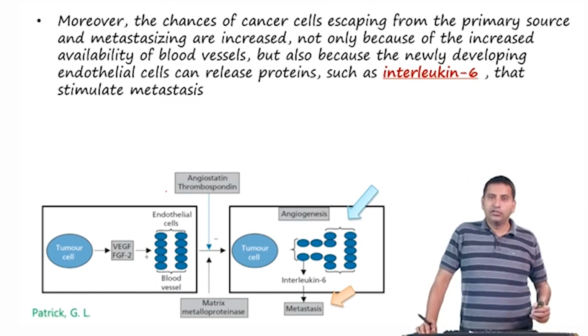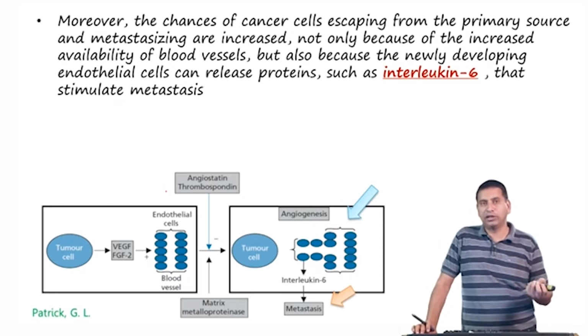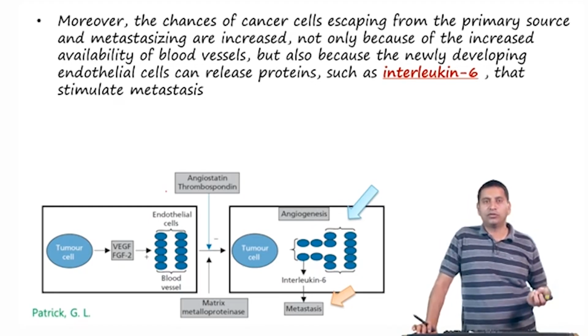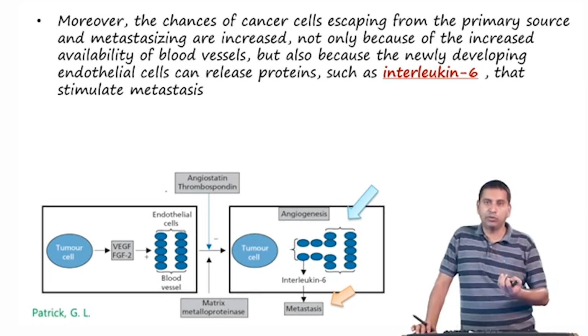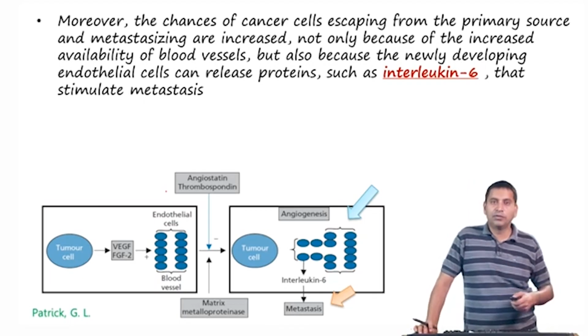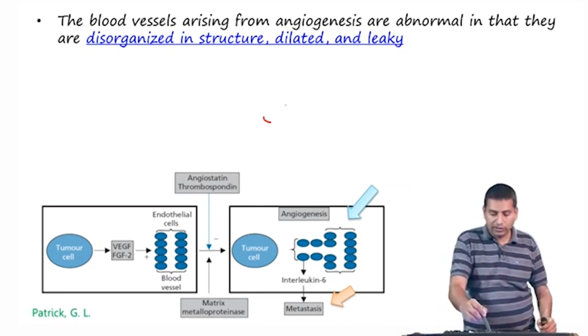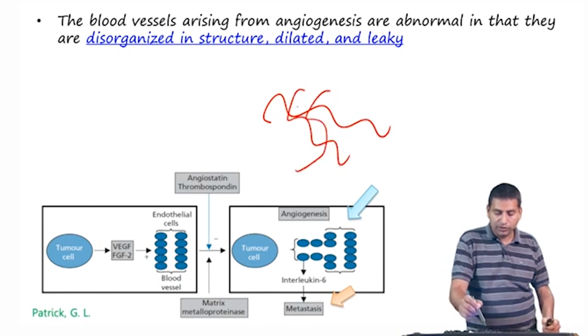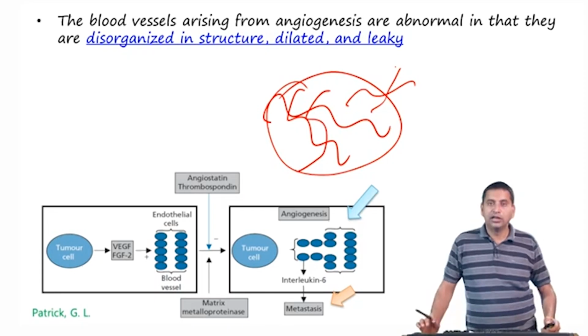So, the chances of cancer cells escaping from the primary source and metastasizing are also increased, not only because of the increased availability of blood vessels, but also because of newly developing endothelial cells that can release proteins such as interleukin 6 that stimulate metastasis. The blood vessels arising from angiogenesis are abnormal, quite disorganized in nature, and quite leaky.